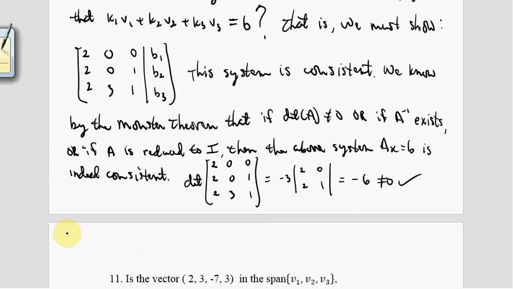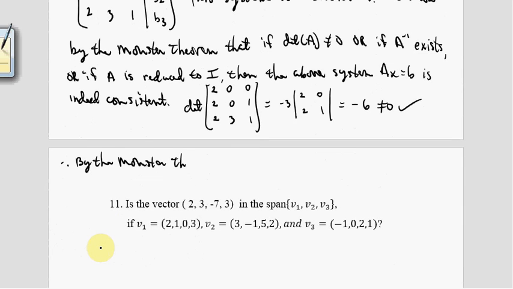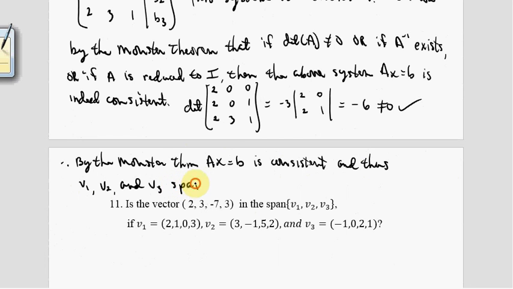So here, by the Monster theorem, AX equal to B is consistent, and thus V1, V2, and V3 span R3.